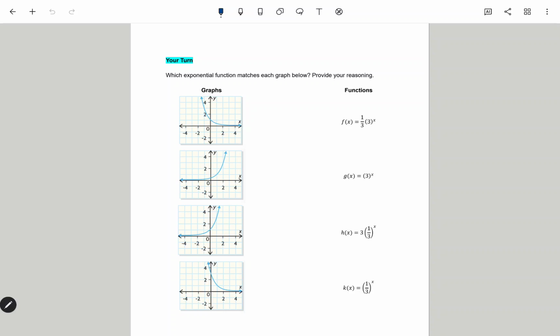So now you're going to try this one on your own. Come back and see how you did. All right. Let's see. Y-intercept of 0, 1. We know a equals 1. This one, we have a y-intercept of 0, 1/3. So we know a equals 1/3. Y-intercept of 0, 1. And a y-intercept of 0, 3.